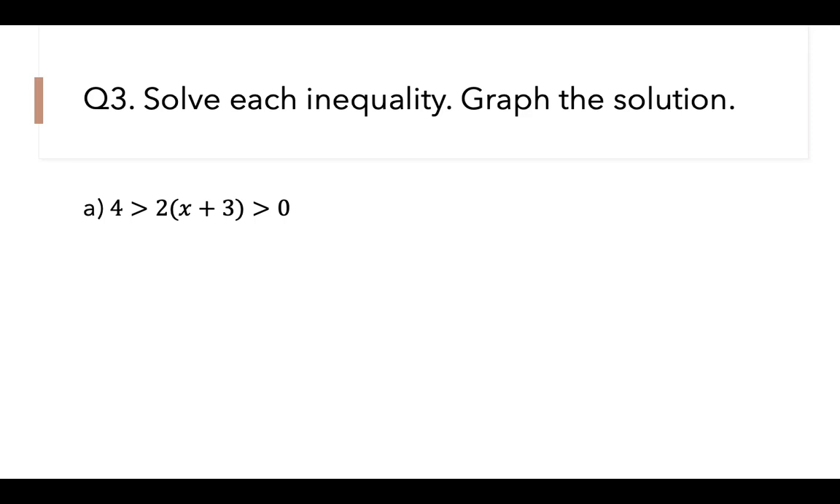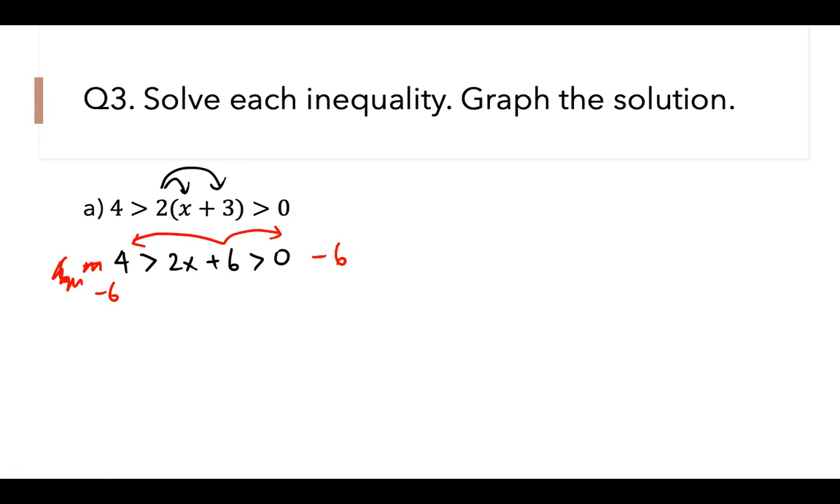So number 3. It says solve the inequality and graph the solution. Again, let's expand. So 4 greater than 2x plus 6, then 0. Now I'm going to work on all sections. I'm going to neutralize the positive 6 by doing minus 6 on each section. So I'm bringing this to this side and this side.